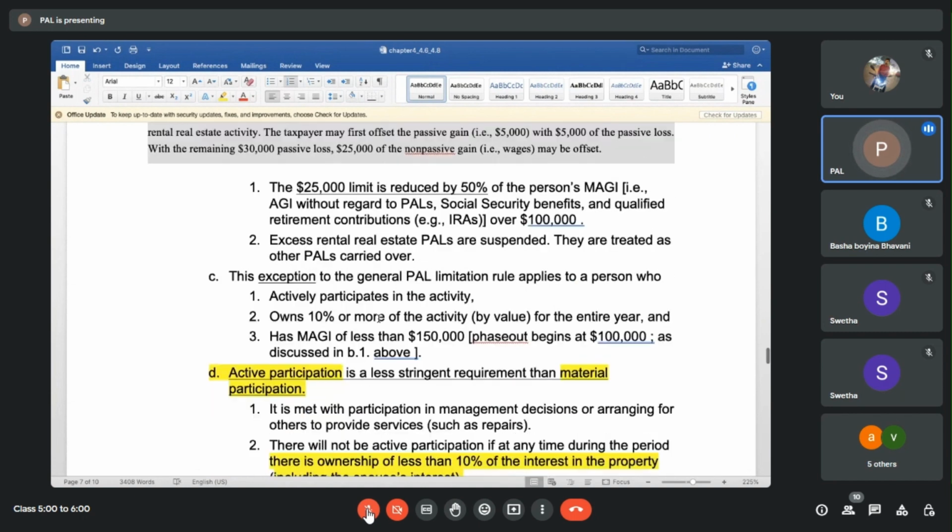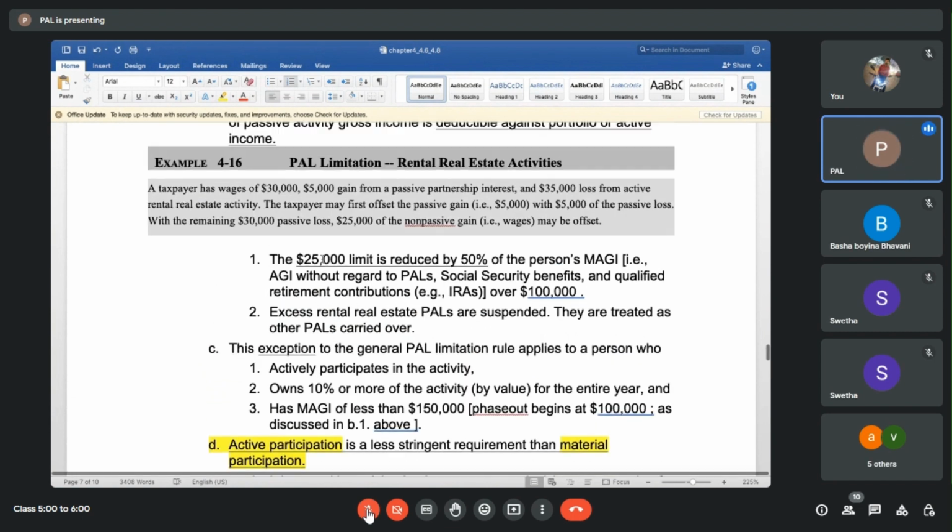There are certain exceptions to this rule. If the taxpayer is actively participating in the rental activity, then this will not be considered a passive loss. He owns 10% or more of the activity by value for the entire year, and has a modified adjusted gross income of less than $150,000. So again, there might be a question about how much the ownership is. If it's just 1 to 5% ownership, that person is not a very active investor. Both conditions have to be satisfied. The AGI also must be less than a certain limit, then they may get this deduction. Otherwise, there will be no deduction for rental losses.